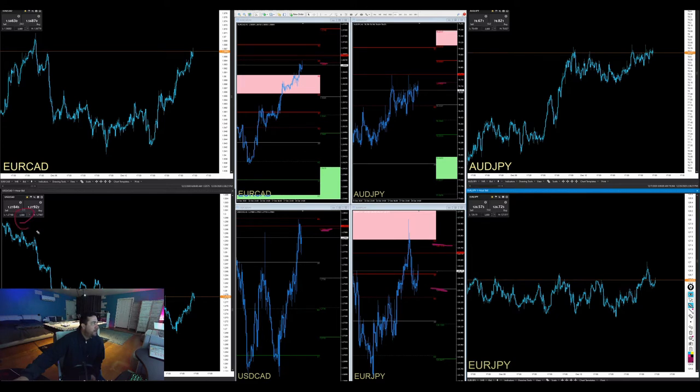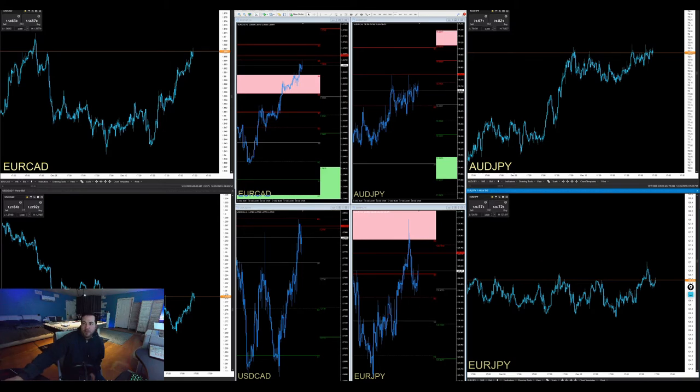A couple of changes that I have made. I've decreased the amount on my CAD, and I've spread out that increase to my Euro CAD, my Australian Yen, and my Euro Yen, just because of the performances that the USD CAD has had over the past several months. So if I do have another bad performance this week, I'll decrease this even more and spread it out amongst these other three systems. That's as far as lot size goes. Okay, so that's our plan for the Four Horsemen.